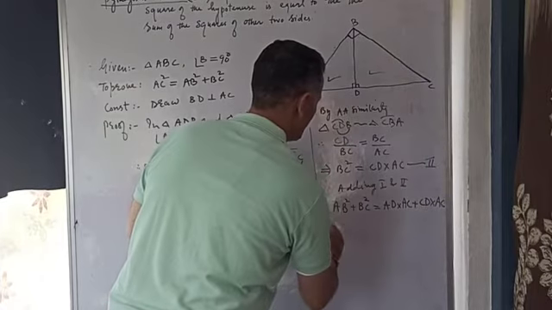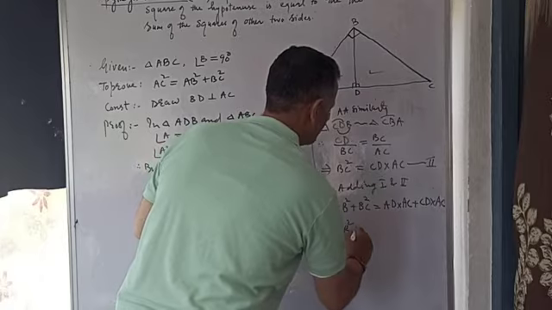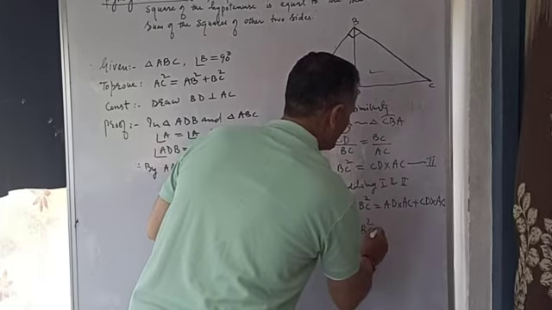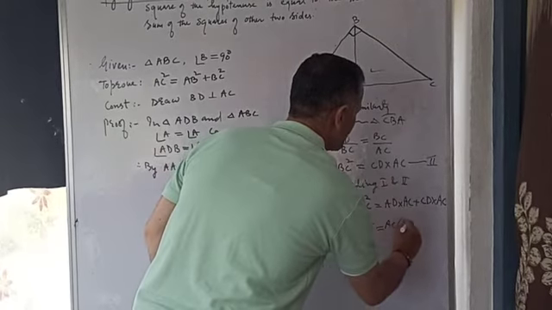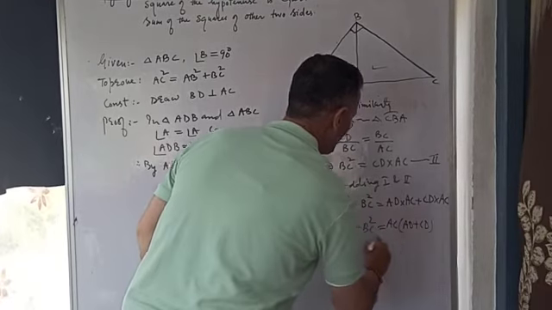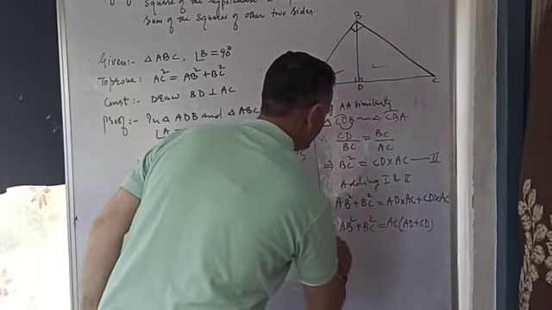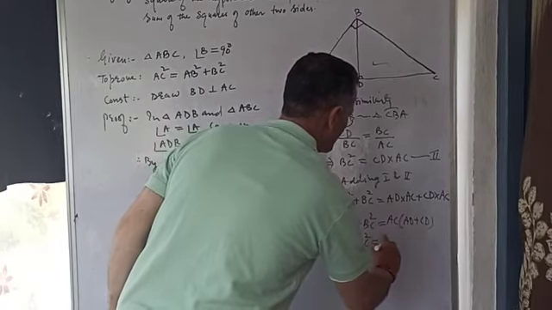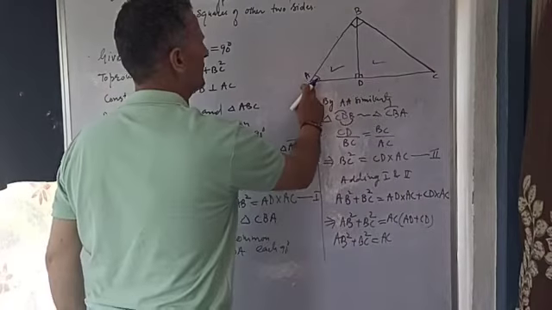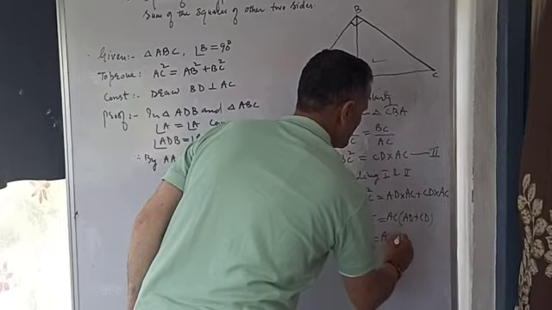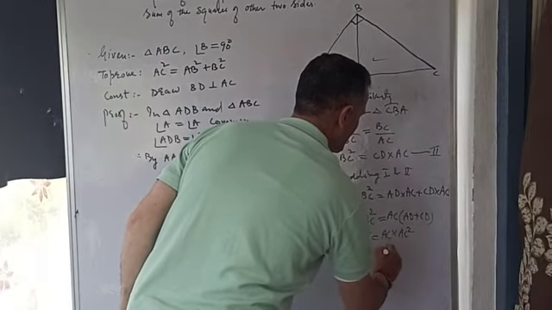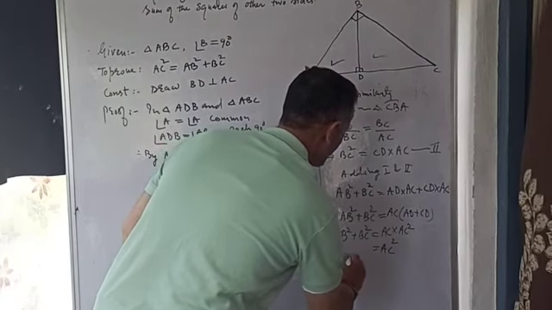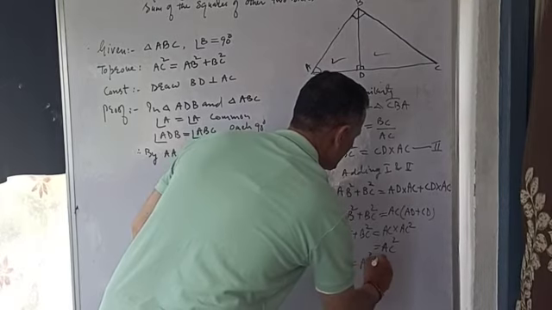This implies AB square plus BC square equal to, you take AC common here, AC into AD plus CD. See from the figure, AB square plus BC square equal to AC into, what is AD plus CD? See figure, AD plus CD is AC. So this can be written as AC square. So hypotenuse square, or this implies AC square equal to AB square plus BC square.